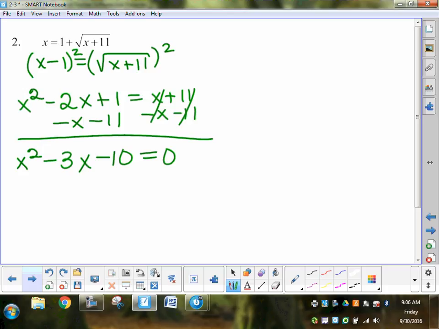Now, there is no GCF here. It's not a difference of perfect squares. It's not a sum or difference of perfect cubes. Once you get to this point, you should say to yourself, are there numbers that multiply to negative 10 and add to negative 3? And if the answer is yes, what two binomials will this factor down to? So hands up, please, if you can tell me the two binomials that trinomial will factor to.